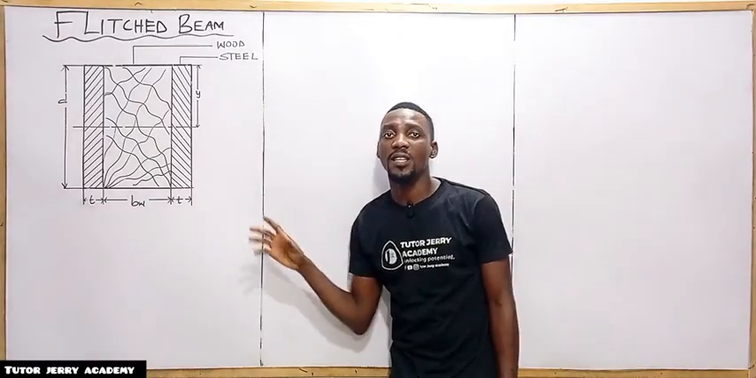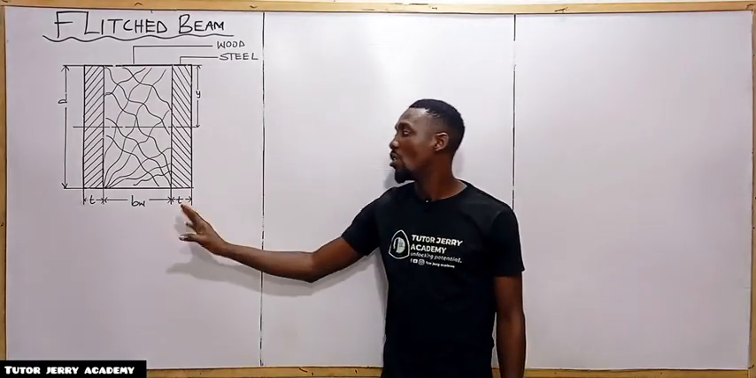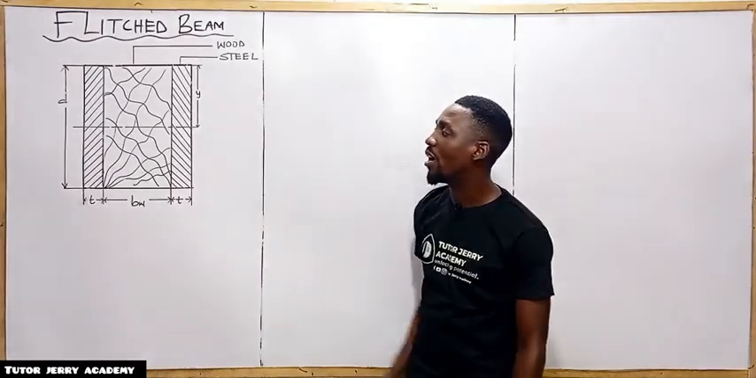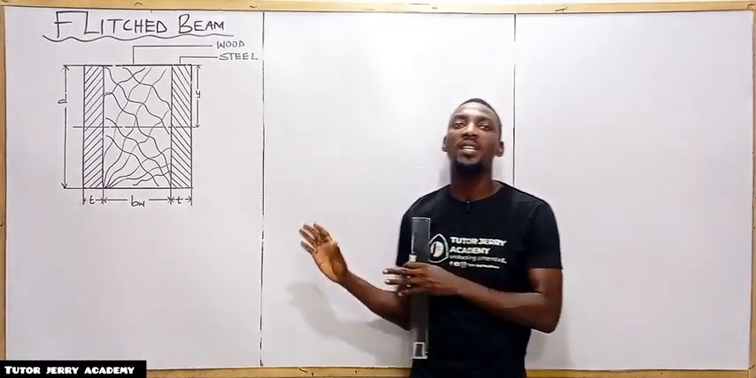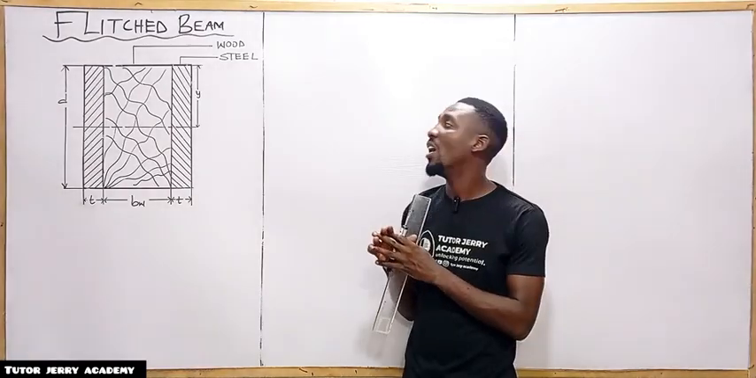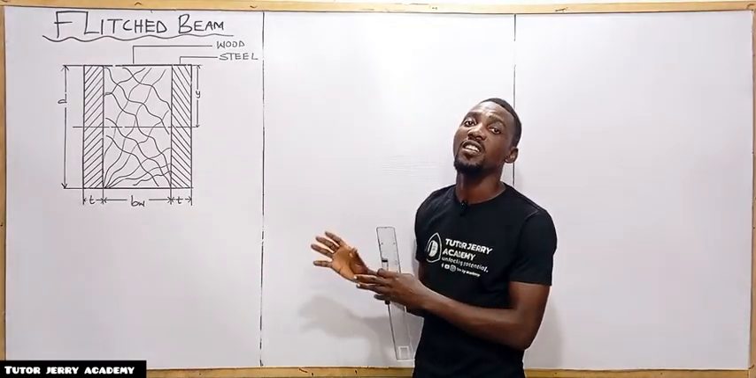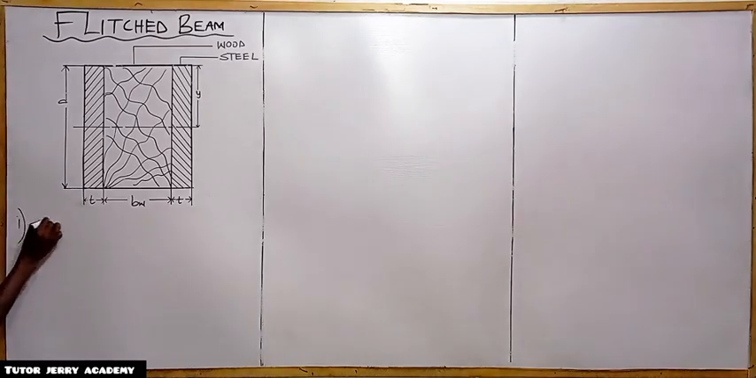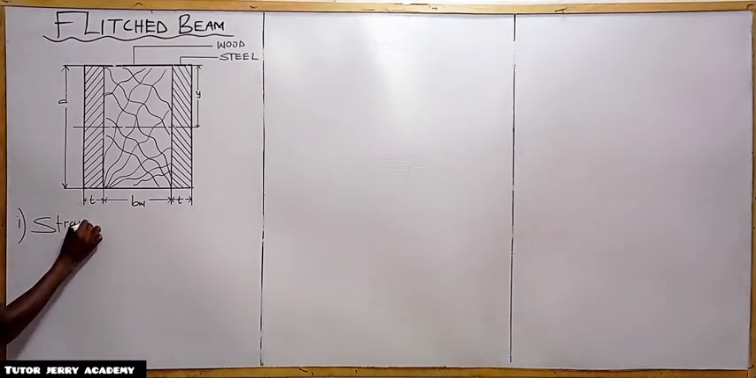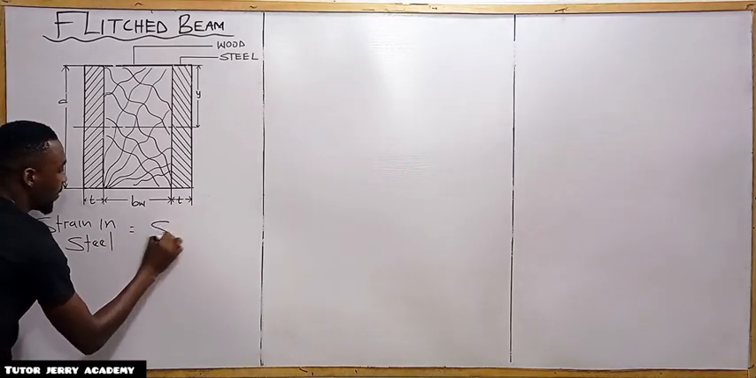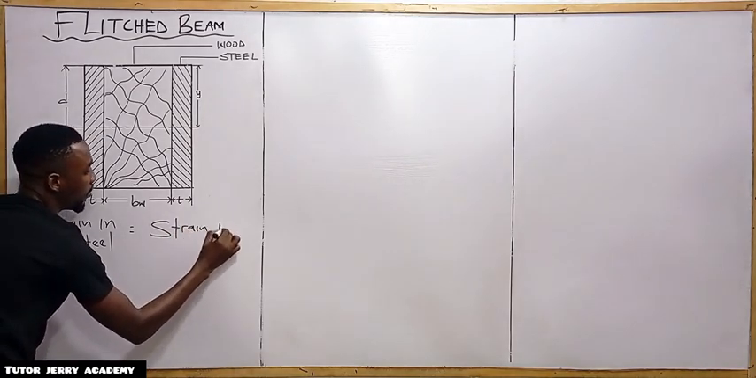And the purpose of this is for them to share load, and the purpose is also for us to increase the load capacity of the wood. All right. So yeah, we are going to be looking at some important assumptions. The first one is the load. The strain in the steel must be equal to the strain in the wood. Strain in steel is equal to strain in wood.